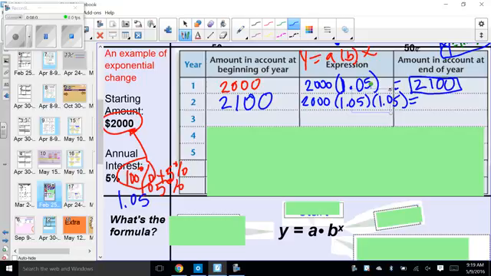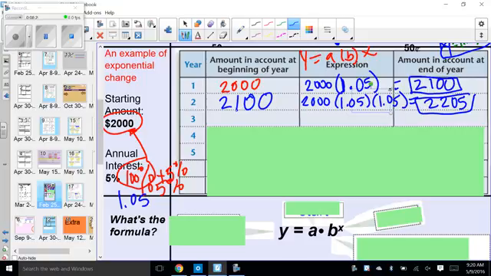So go ahead and multiply that in your calculator. 2,000 multiplied by 1.05 multiplied by 1.05. So you end up with $2,205 at the end of year 2. So you can see that I've already increased my value by $205 in just interest there.